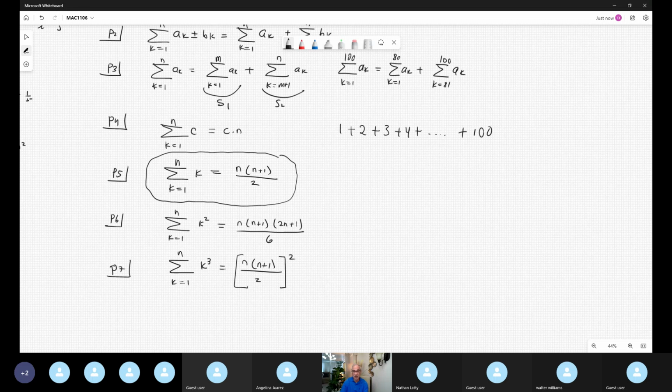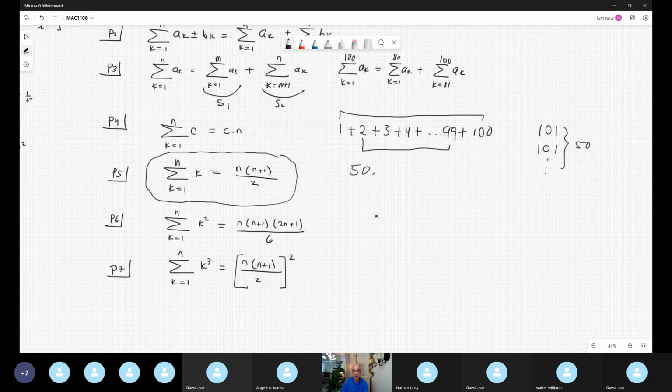He combined 1 and 100 to say 101. 2 and the previous one, 99, again the same answer. So you combine 100, 101; 2 and 99, 101 again; 3 and 98, 101; and you have 50 couples of the combination 101, and so you multiply 50 times 101, and the answer is 5050.